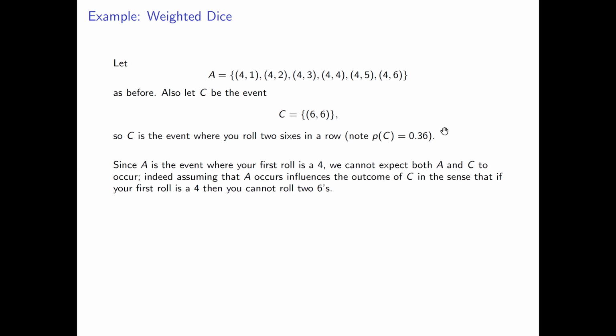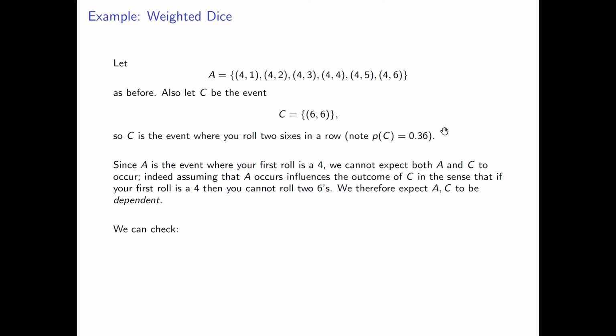Right, and so the event A, again, is the event where your first roll is a 4. And since in the event C you know that you're rolling 2 6s in a row, you can't expect them both to occur, right? So if you assume something in A occurs, that influences the outcome of C, and in particular tells you that C can't occur if something in A occurs. So there's some sort of relationship between the two events. So we don't expect them to be independent. In particular, we expect them to be dependent.